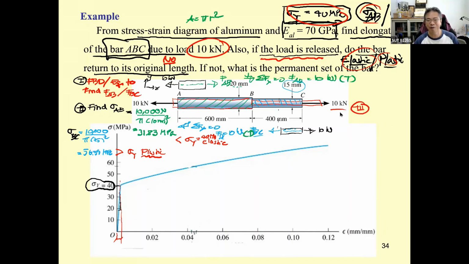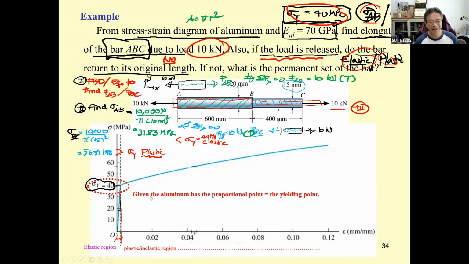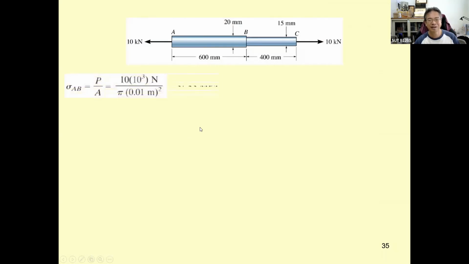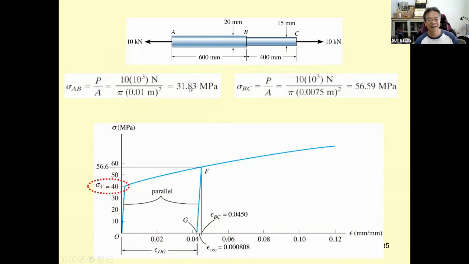Let me show you in the PowerPoint. Now we arrive at this point. The aluminum has a proportional limit up to the yielding point. We determine sigma sub AB, and then we determine sigma sub BC. This one is less than the yielding stress, so it has elastic behavior. This is larger, so it has plastic behavior. Now, the deformation is going to be like this: the elastic behavior will give small deformation, and plastic will give a large deformation.